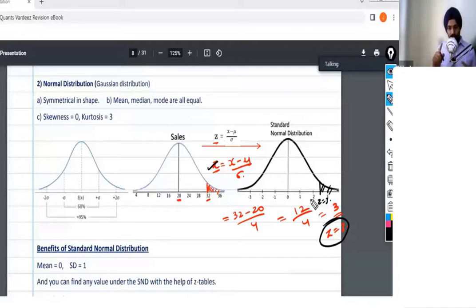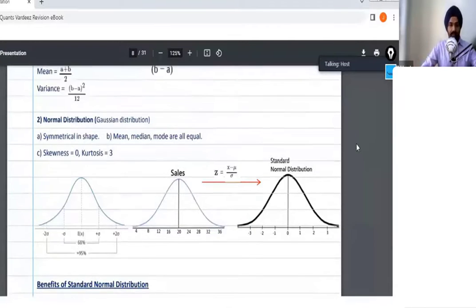Now, what do I need to find? I need to find the area over here, which is this one. So how do I find it? I'll go to the Z tables and find where I see this 3, and that's going to be my overall value. Okay, so let's go to that.